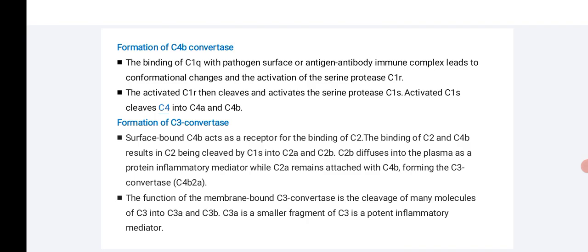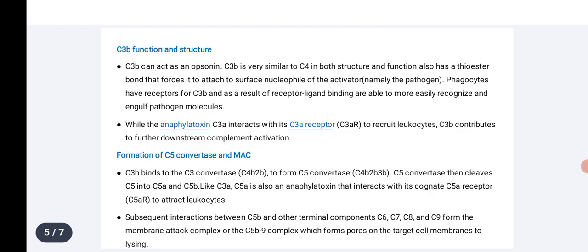The function of the membrane-bound C3 convertase is the cleavage of many molecules of C3 into a smaller fragment and larger fragments, such as C3a and C3b. C3a, the smaller fragment of C3, is a potent inflammatory mediator. Then C3b function and structure: the C3b can act as an opsonin.